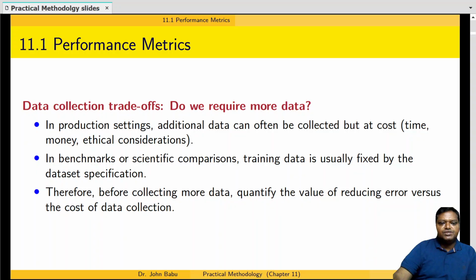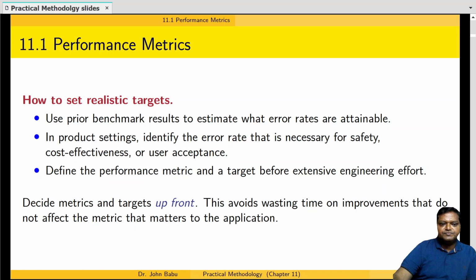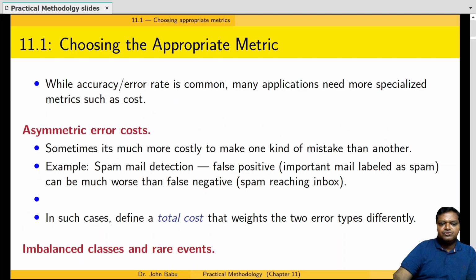So we'll see whether we want to collect more data or not based on our error metric, and we can say whether data is required or not. So one type of metric that we'll be using is accuracy.